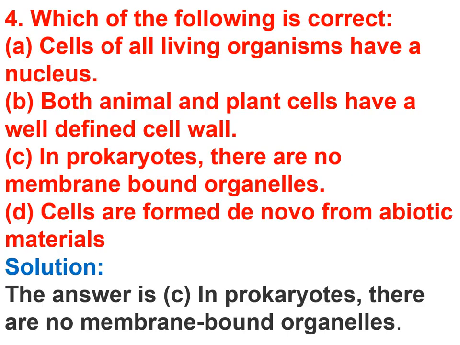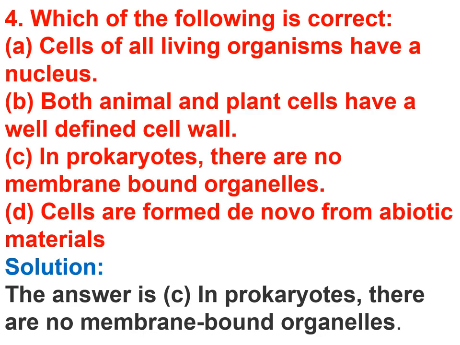Now let's discuss the homework solution of the previous lecture. This is question number 4 of NCERT. Which of the following is correct? A: cells of all living organisms have a nucleus. Is this correct? You know, in prokaryotic cells, a nucleoid is present, and a proper nucleus-like structure is not there. That's why we can say this is not correct.